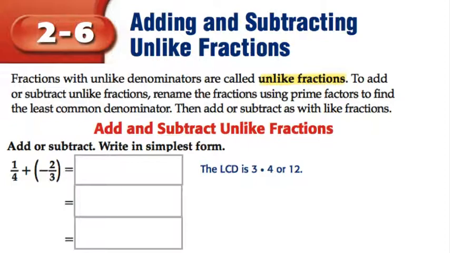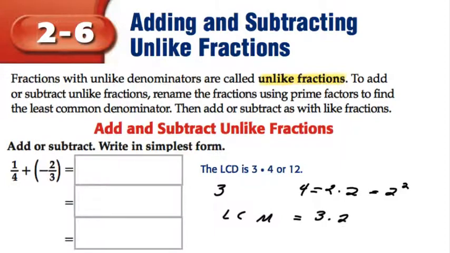And just as a reminder, the way that we find that is we take 3, which is a prime number, so 3 is just itself. 4 is the same as 2 times 2, so that one's equal to 2 squared. So we want one of each factor, so our least common multiple would be 3 times 2 squared. We want the highest exponent, right? So that's 3 times 4, which is 12. So this will be our denominator right here, 12. That was just a quick reminder of how we do that.